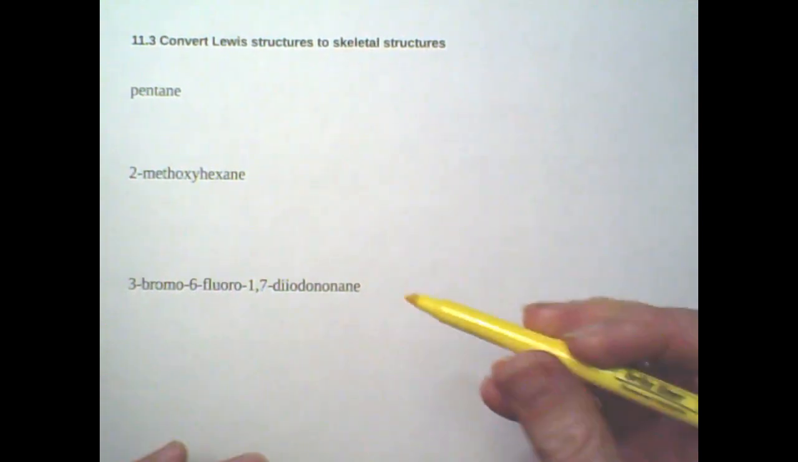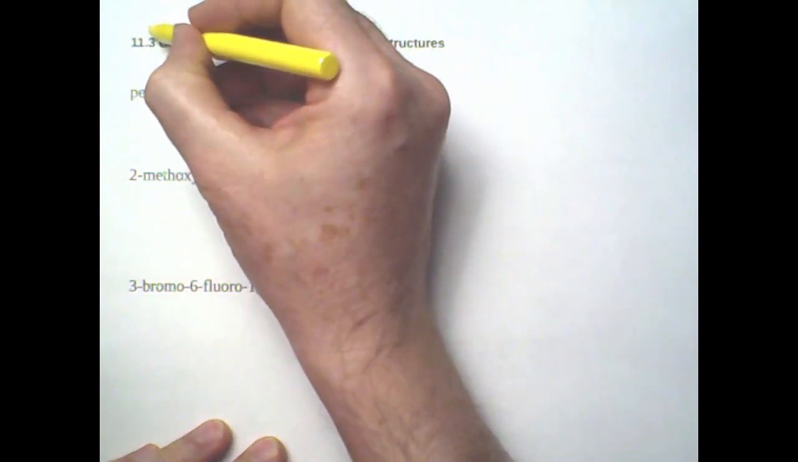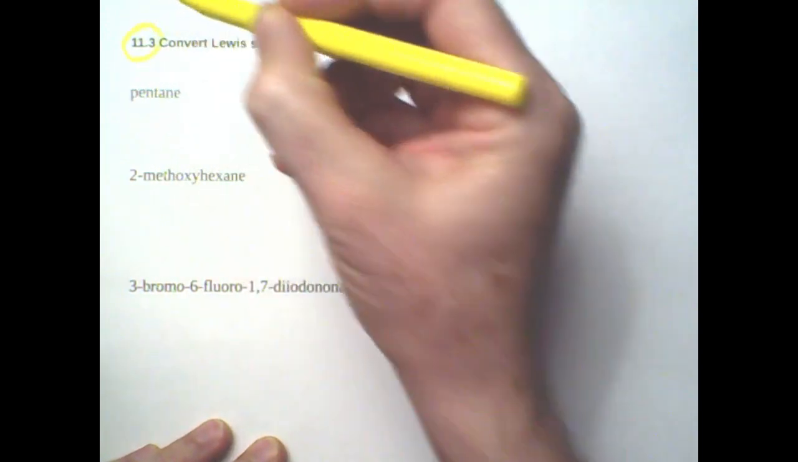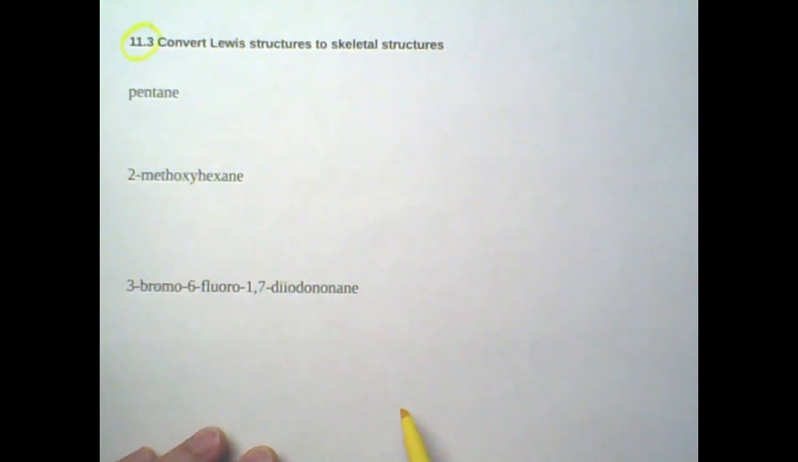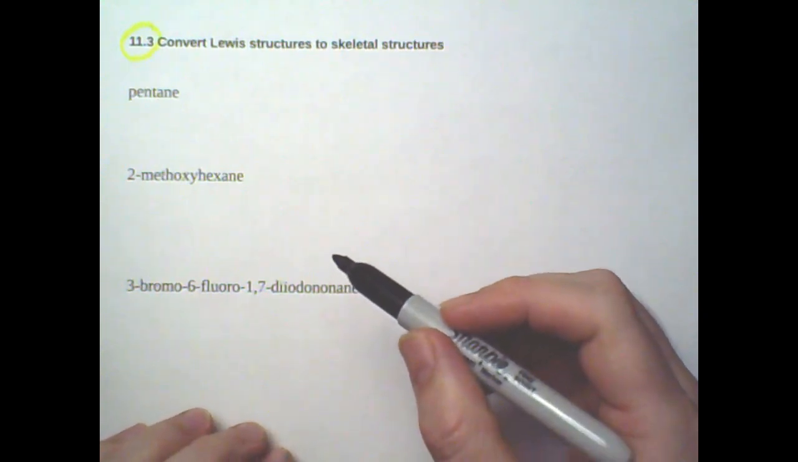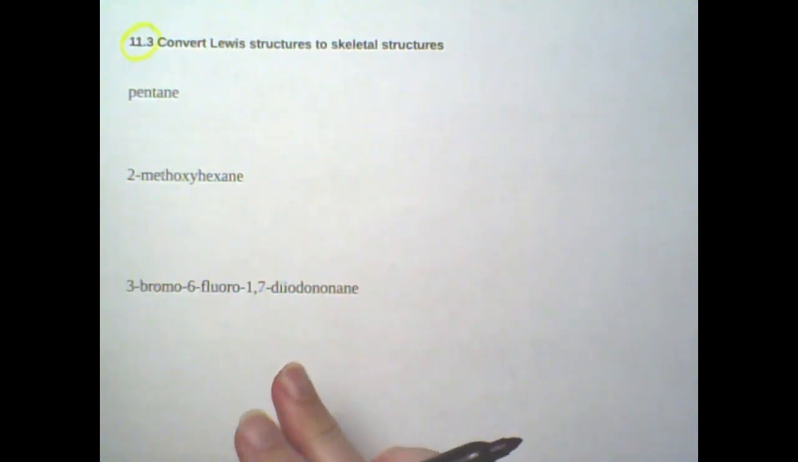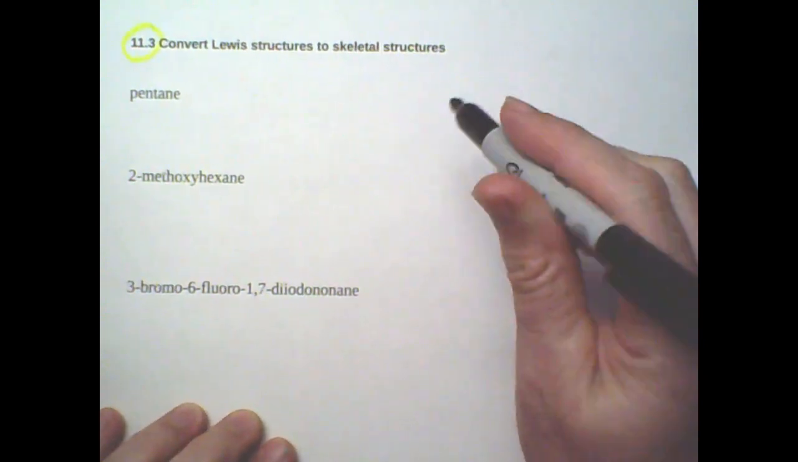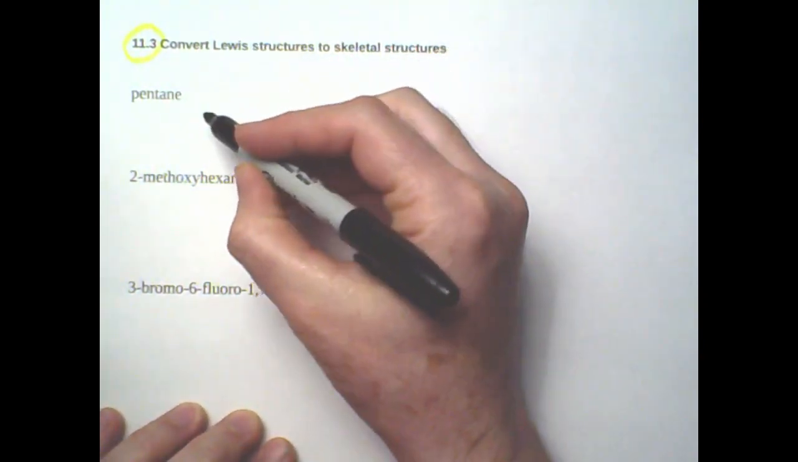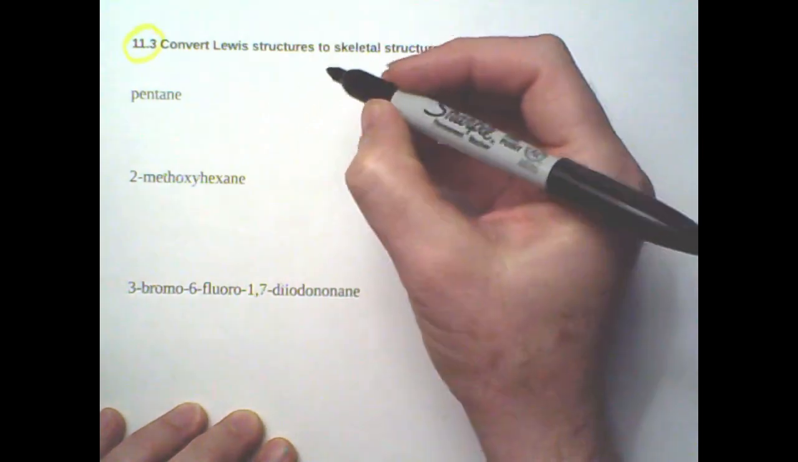Once again, get a new page, write down your homework problem number or the learning objective number. Get out your quick reference sheets with functional group names and naming rules. You have some problems converting Lewis structures to skeletal structures, so I'm starting from the name just to get some extra practice there.